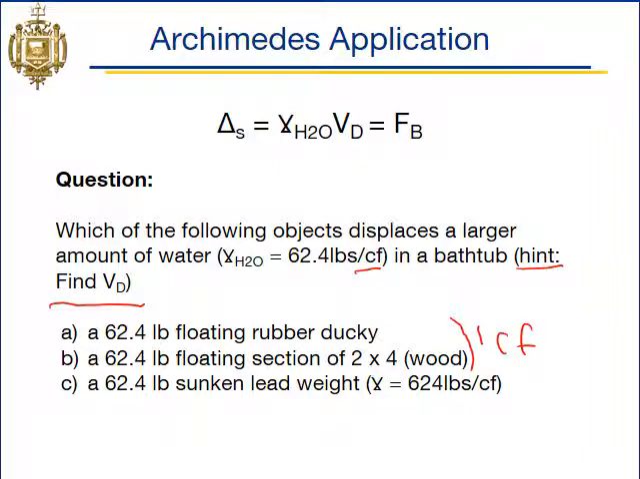All right, so we've got our sunken lead weight here, and its unit weight is 624 pounds per cubic foot. So you should have figured out that our sunken lead weight is displacing 0.1 cubic feet of water. That means our sunken lead weight is only 0.1 cubic feet of volume, and so it's only displacing 0.1 cubic feet of water, and so C is displacing the least amount of water, and A and B are both displacing the most at 1 cubic foot.